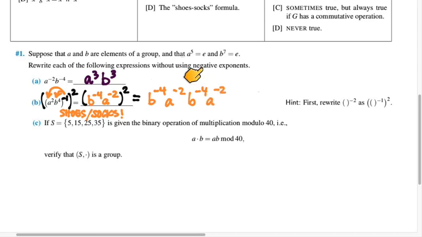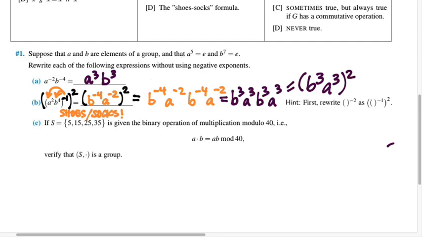And now we'll use the same trick to turn these exponents from negative into positive, just by remembering that the fifth power of a is the identity. That means, just like up here, a to the minus 2 is equal to a to the 3. So we'll replace the a to the minus 2's with a to the 3's. And we'll replace the b to the minus 4's, likewise, by b to the 3's. And so if you really want to, I suppose you could write this as b to the 3rd, a to the 3rd, quantity squared, or something like that.